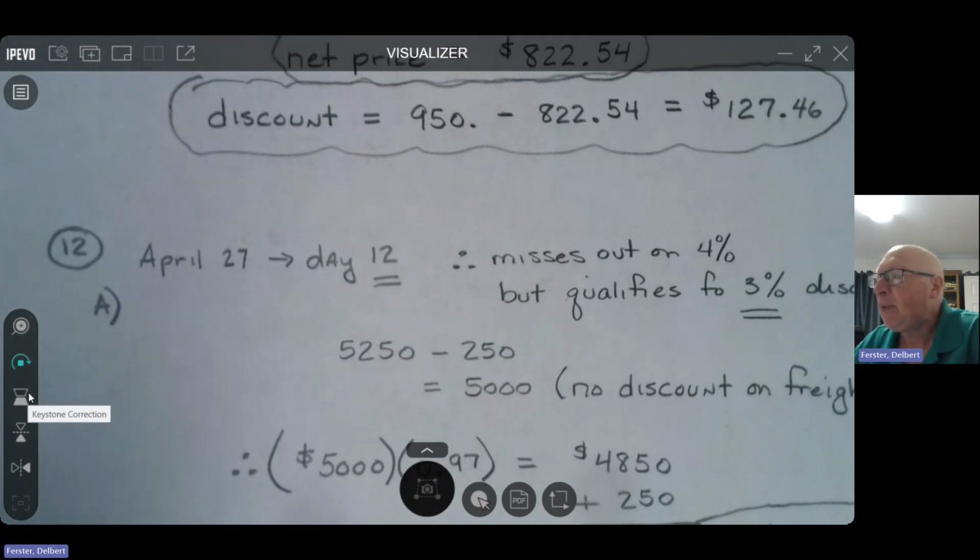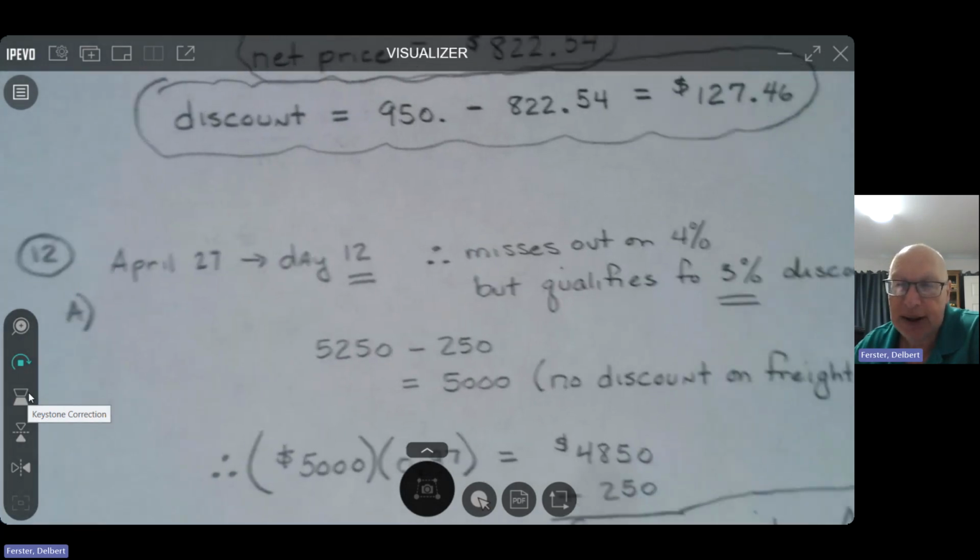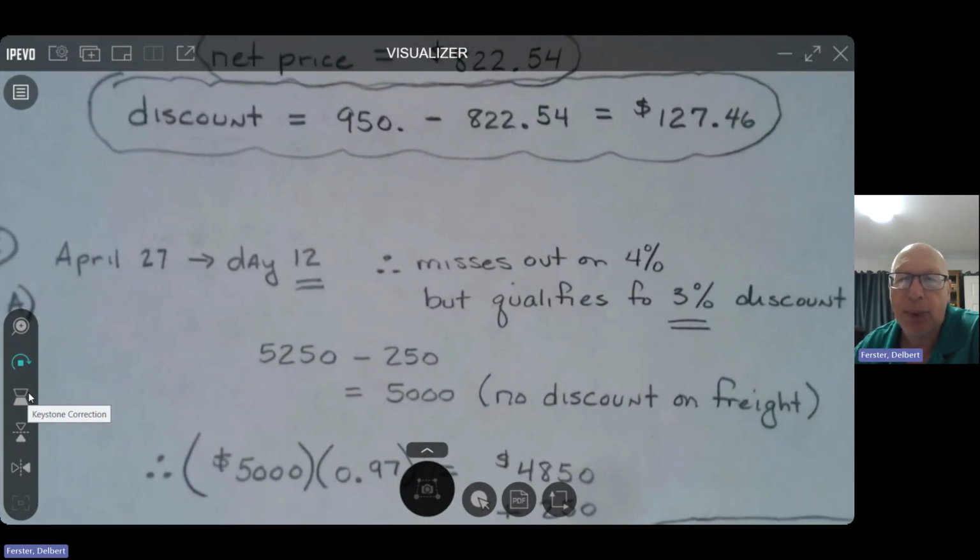So unfortunately, he misses out on the 4% discount. He needed to be within 10 days. He fell a little bit short. But since he is within the 30 days, he still is able to get a 3% discount. So he does qualify for the 3%.